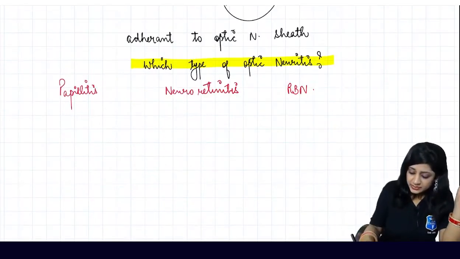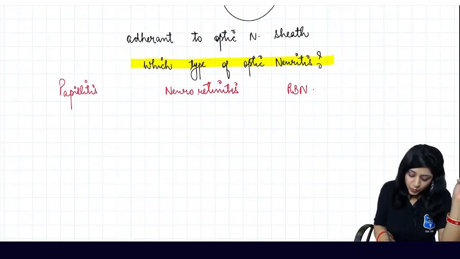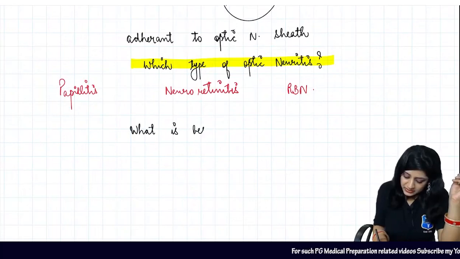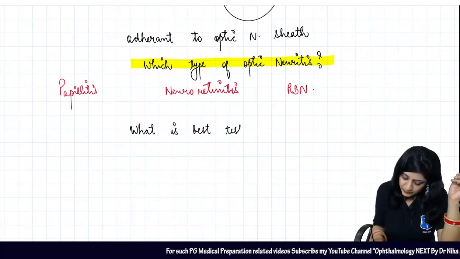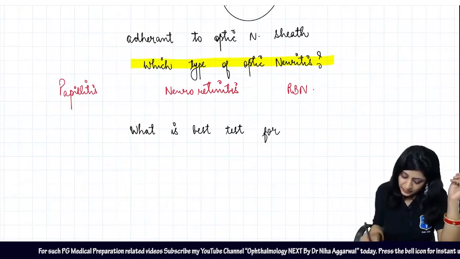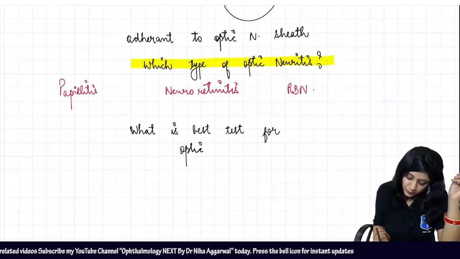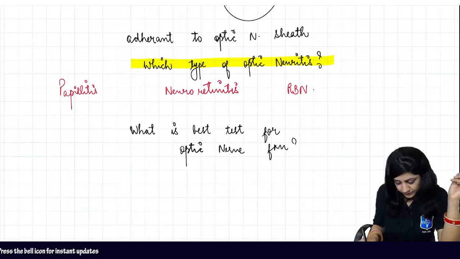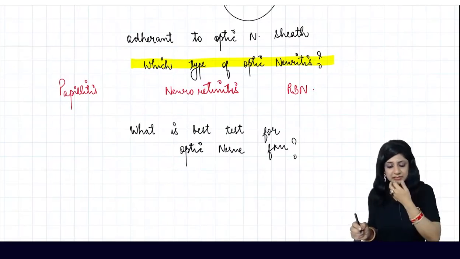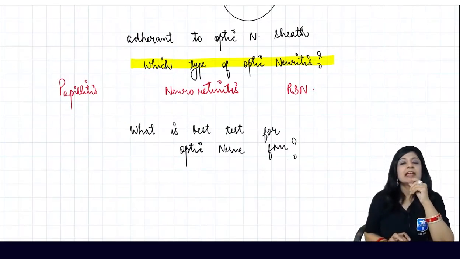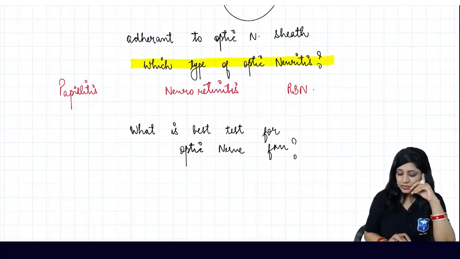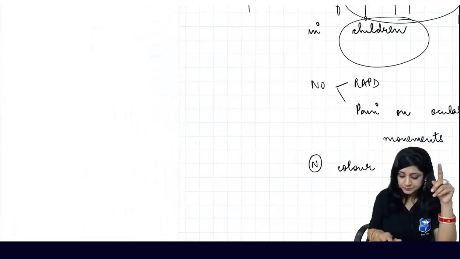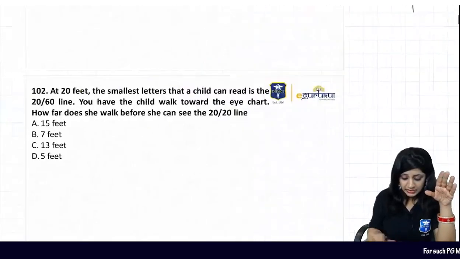One question is this. Another question is, what is the best test for the optic nerve? If I want to assess the optic nerve function, then what will be the best test? Any other person? Let's look at the question again.